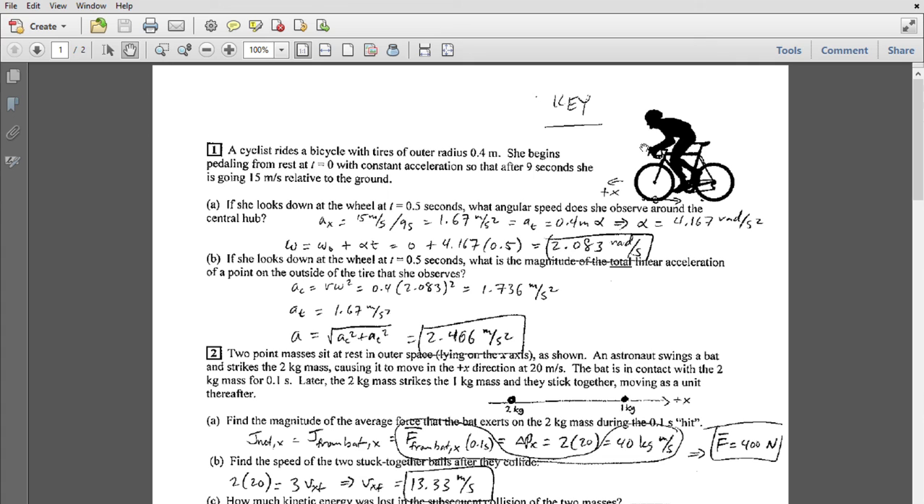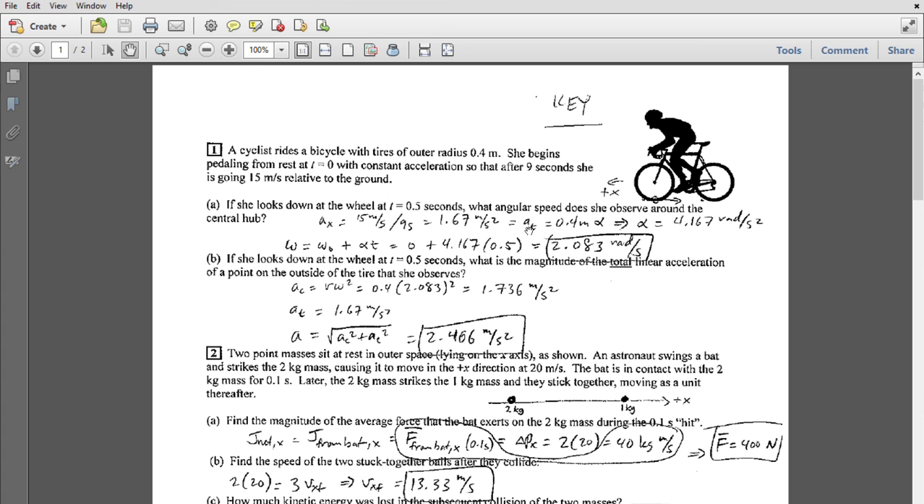To do this, we can figure out first of all what the linear acceleration is from the change in velocity over the change in time, right? If she's moving with constant acceleration, the average acceleration, which is delta Vx over delta t, is the same as the instantaneous acceleration, and that is 1.67 meters per second squared. And then we can figure out from that what the angular acceleration is, and that is 4.167 radians per second squared.